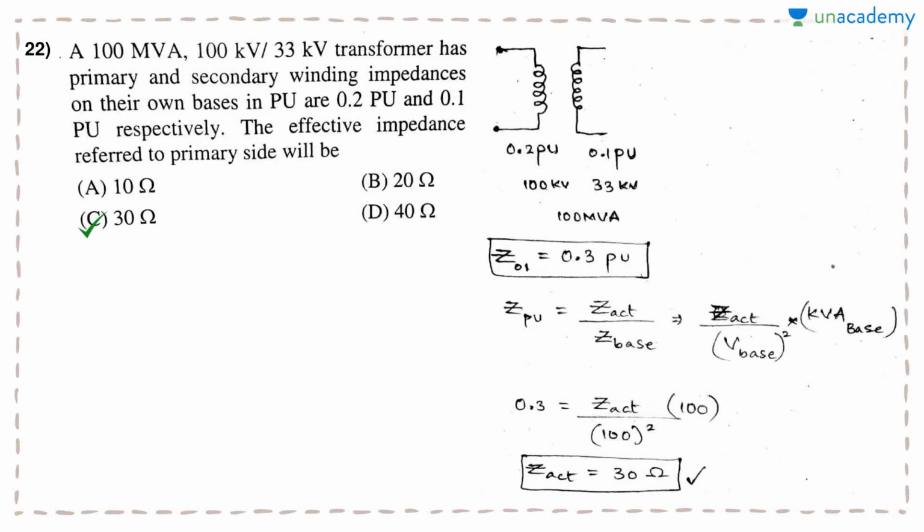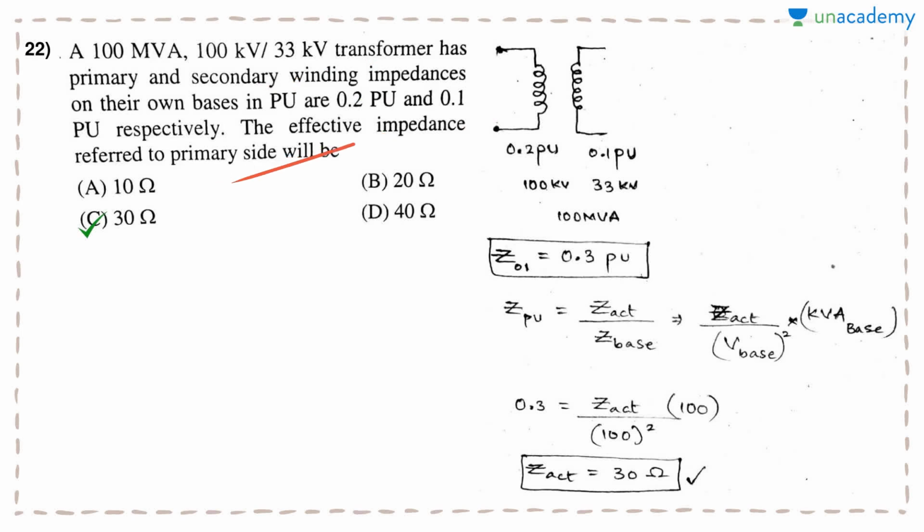So let's see another question. A 100 MVA, 100 kV by 33 kV transformer has primary and secondary winding impedances on their own basis in per unit of 0.2 per unit and 0.1 per unit. So what they have given is the primary and secondary winding impedances. The per unit basis they have taken is base MVA of 100 MVA and base kV of 100 kV and 33 kV for the 0.2 and 0.1 respectively. That is what he has told right now.